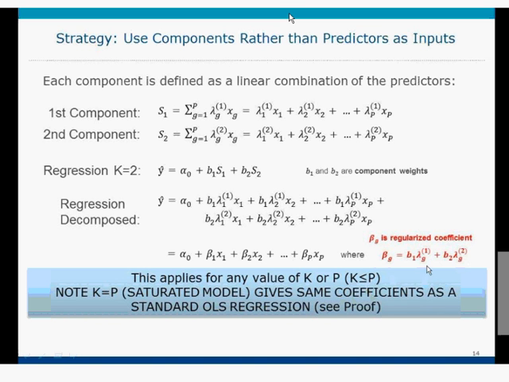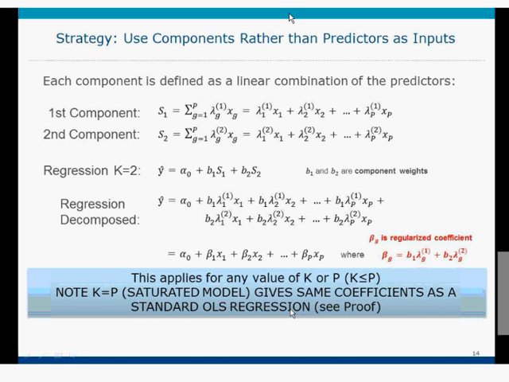Okay, so notice that we have just this simple expression here for beta g. Now, this applies for any value of k or p, where k, the number of components, is less than or equal to p. So in particular, if k is equal to p, we have what I call the saturated model, which gives the same coefficients as standard OLS regression.